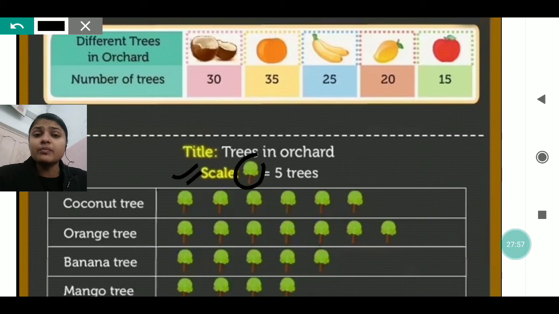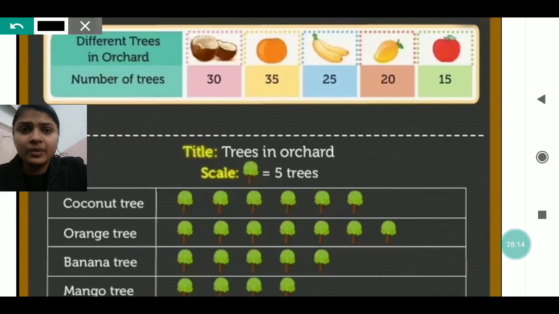Then you can see how many banana trees are there. You can see there are 25 bananas, so only 5 trees we have to draw, because we already know that one tree is equal to 5. So if we draw 5 trees, then it means that there are 25 banana trees.